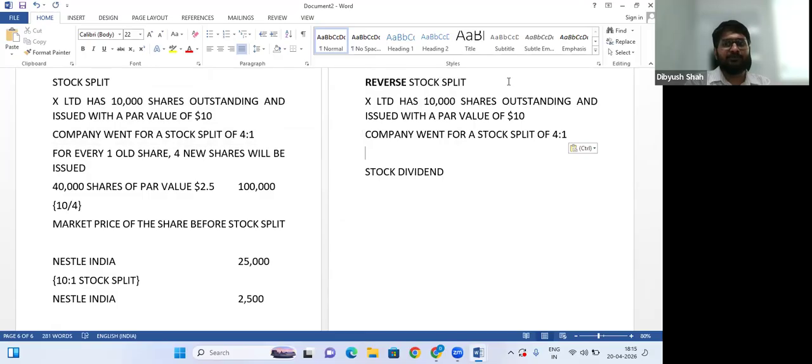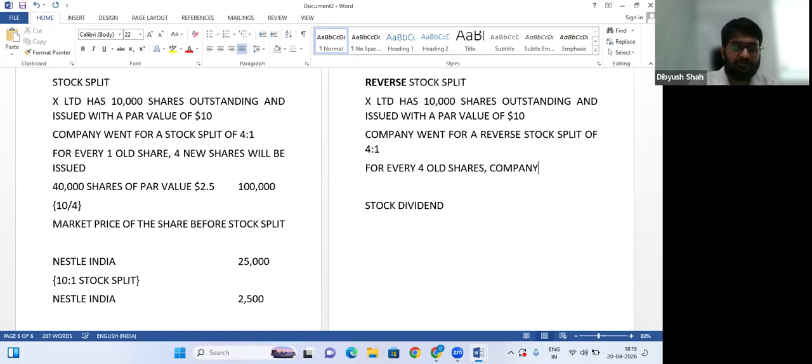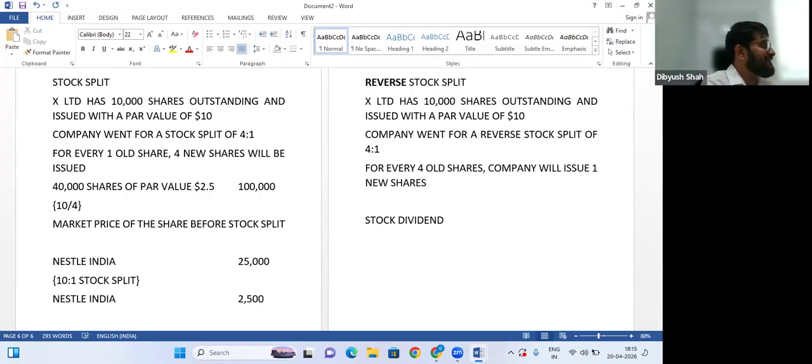X Limited has 10,000 shares outstanding and issued with a par value of $10. The company went for a reverse stock split of 4:1. That means for every 4 old shares, the company will issue one new share. Here the number of shares will decrease. It's the opposite, like you're consolidating, a merger. That's why we are calling it reverse. So in this case, instead of 10,000, new shares will only be 2,500.